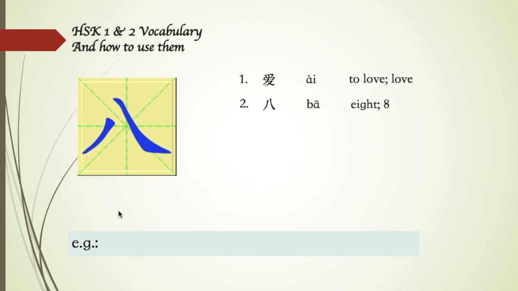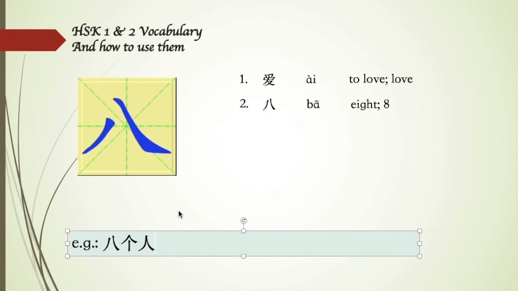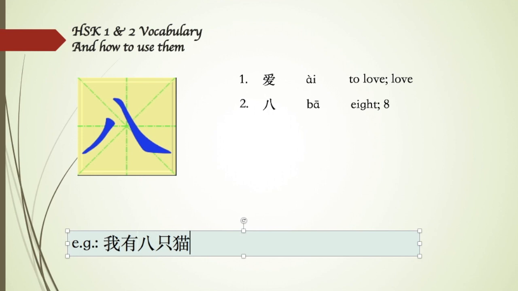And when you use this number to specify a quantity, do not forget about the measure word. For example, 八个人, 8 people, or 八只猫, 8 cats. You use a different measure word to modify cats. 八只猫, 8 cats. Or let's make it longer. 我有八只猫, right? I have 8 cats. Right, let's move to another one.